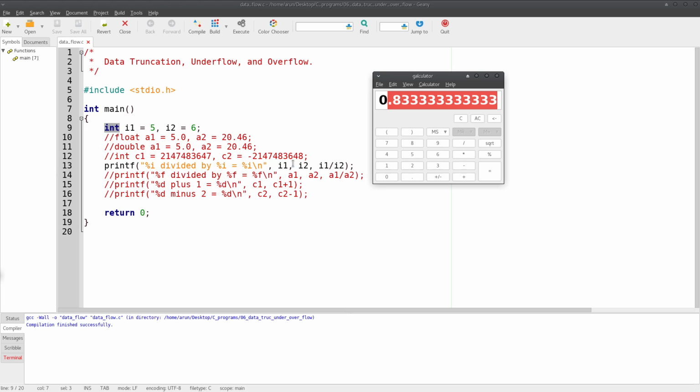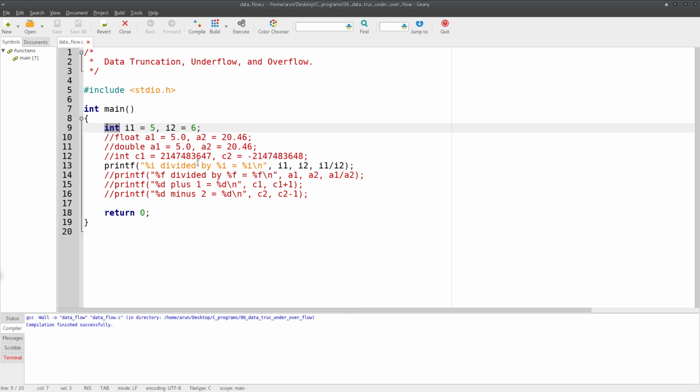So if I divide 5 by 6, it will be 0.833, and because it has to be an integer, that entire decimal part is chopped off and only 0 gets printed over here. Likewise, if I assign this to an integer value, that integer will also have the same issue. This is something very common in many programming languages, so you have to keep this in mind very carefully. This is the one kind of data truncation.